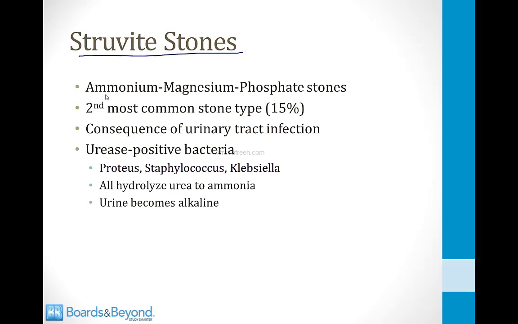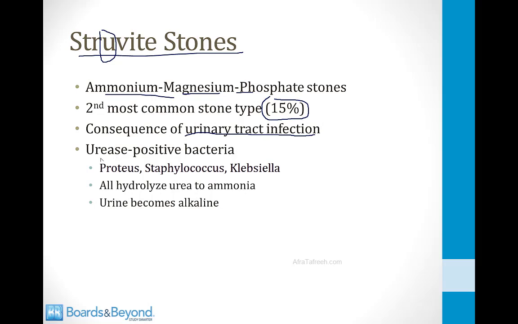Next type of kidney stone is the struvite stones. These are stones made up of ammonium, magnesium, and phosphate. They are the second most common type of stone, responsible for about 15% of kidney stones. And they are a consequence of urinary tract infection. So I always remember the U in struvite stands for UTI.